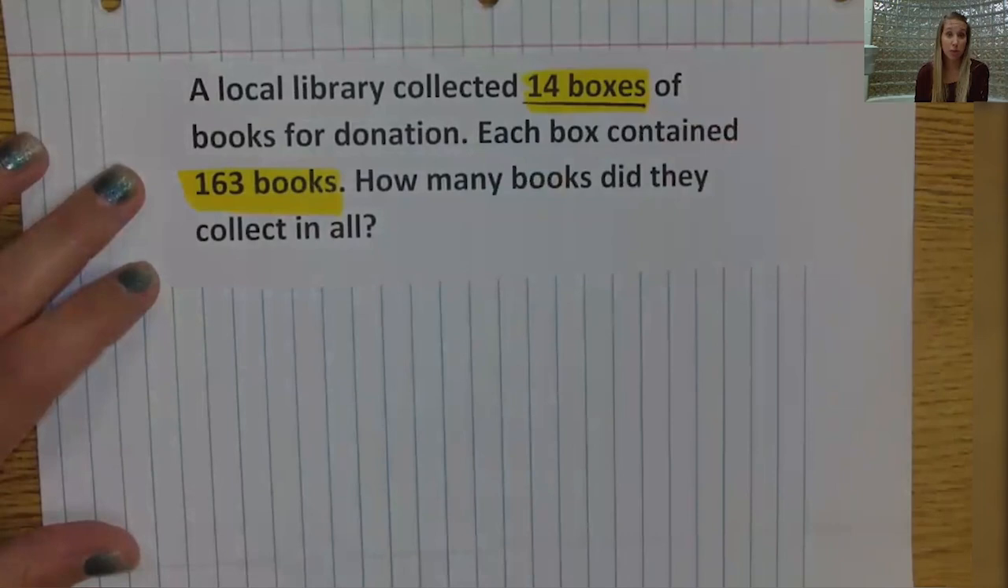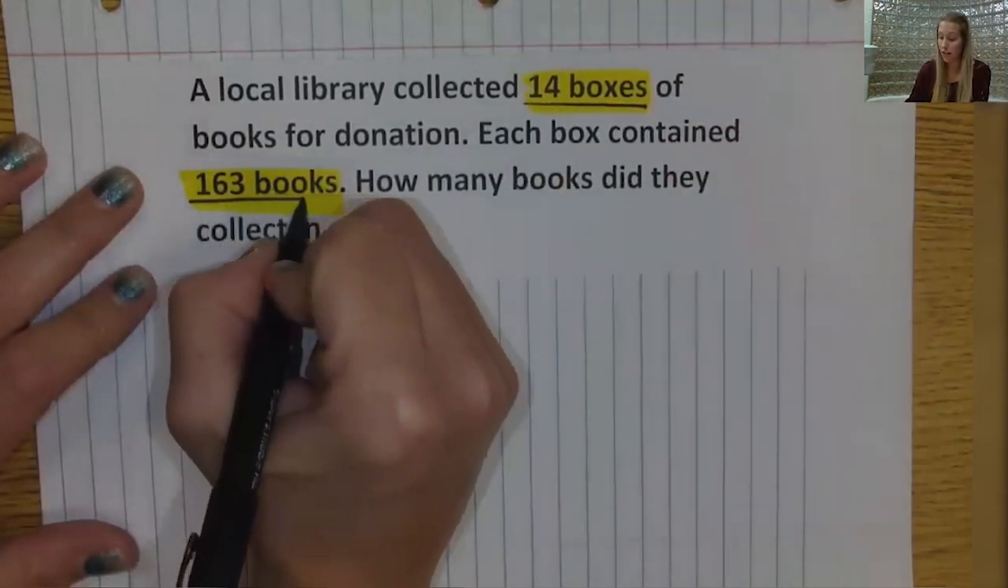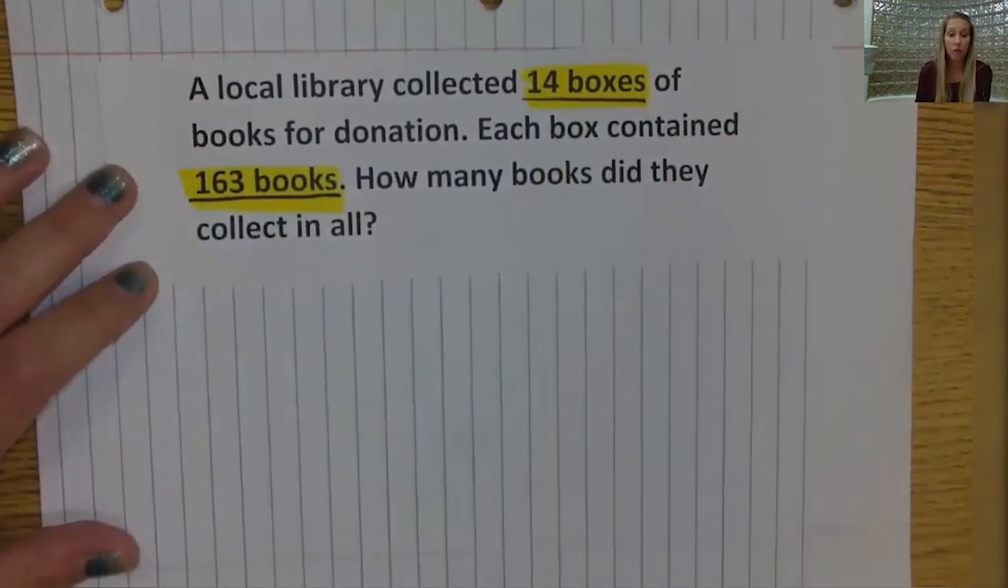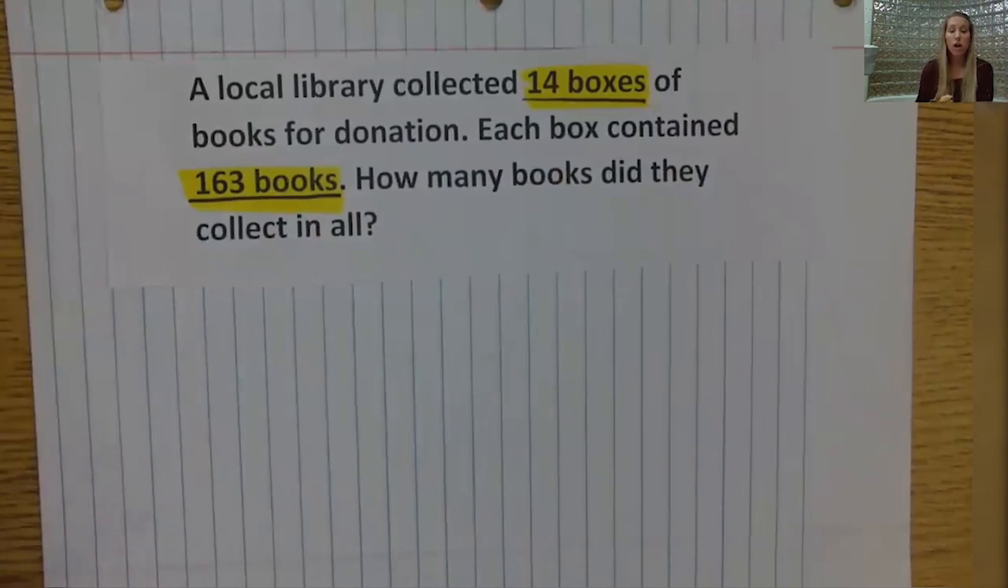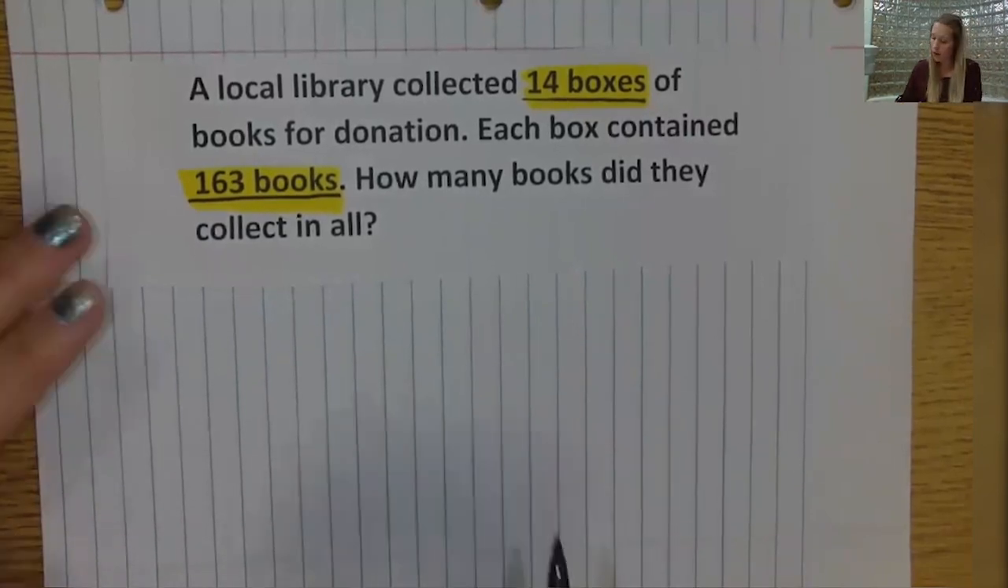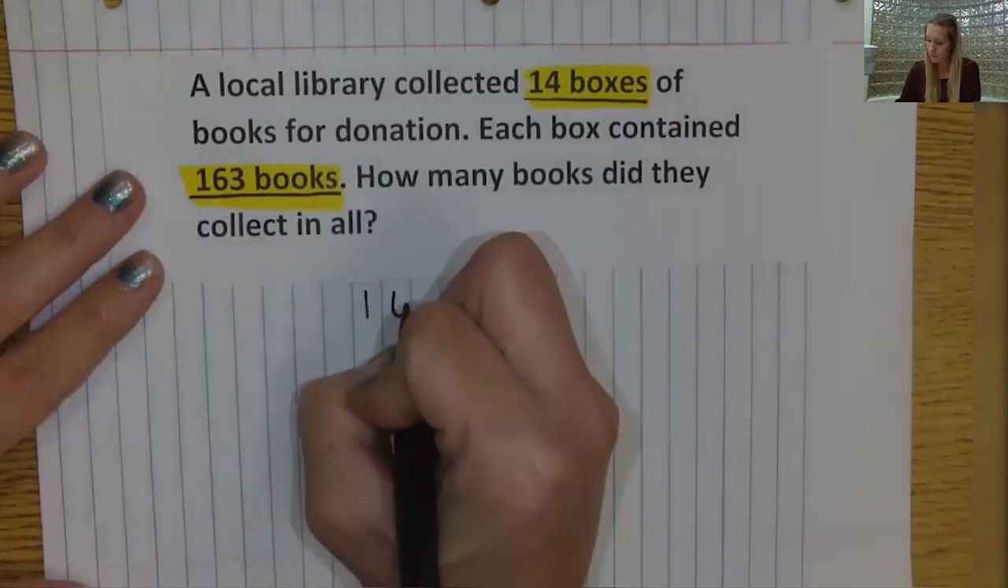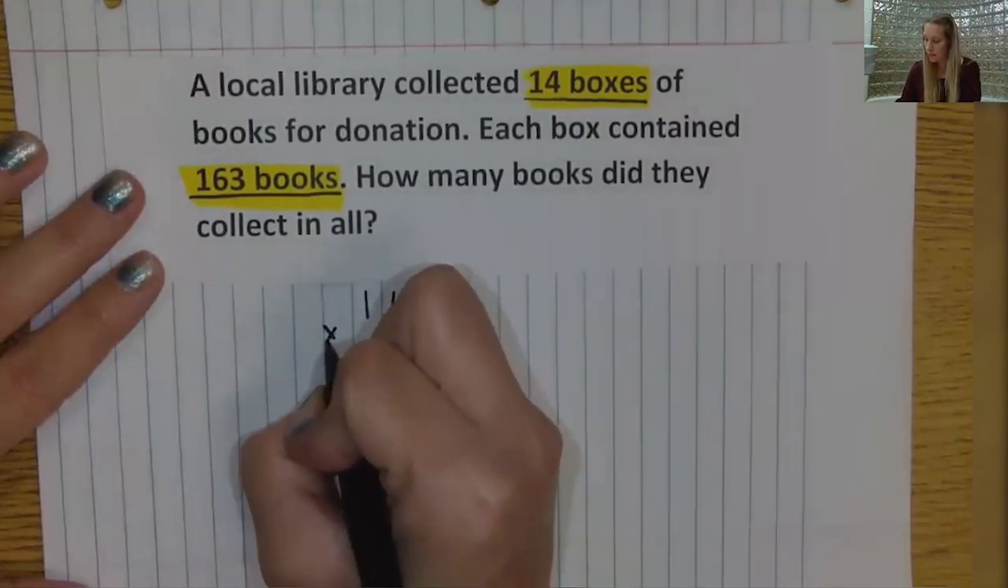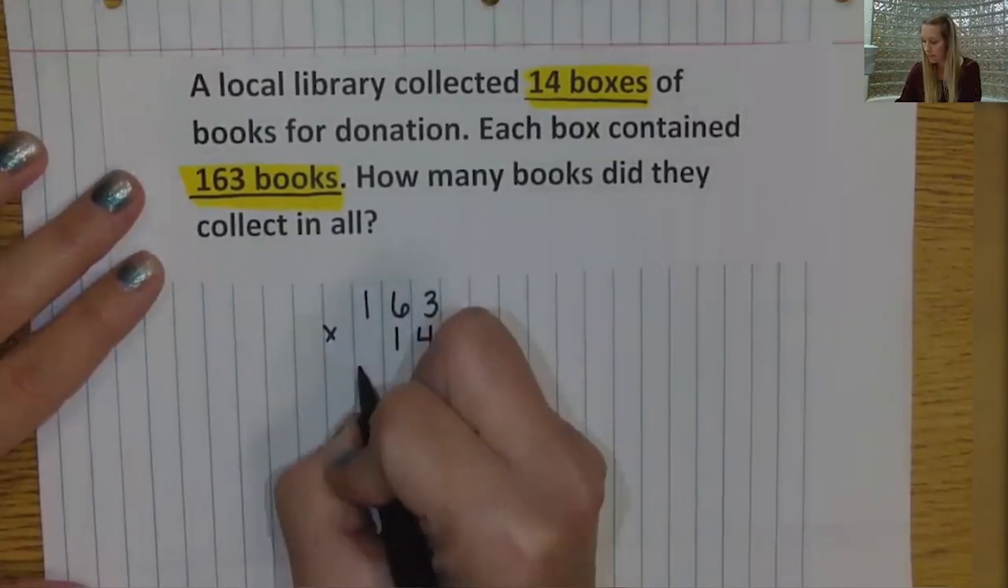How many books were in each box? 163, and we have 14 what? 14 boxes. And so if we want to find out in all, what do we need to do? Yes, you're right. We can use multiplication to determine the total number of books that the library collected. Fabulous. So on your paper, can you write 163 times 14?